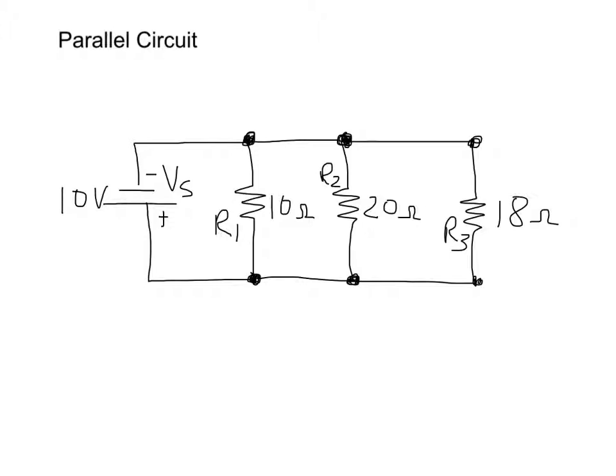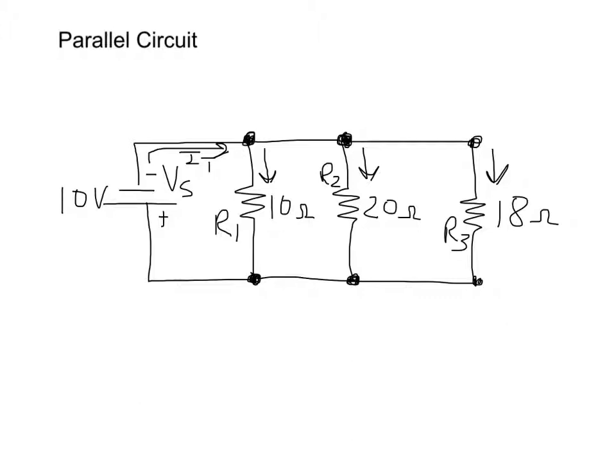The total current leaving the battery will be the sum of the current through this branch plus this branch plus this branch. That's Kirchhoff's current law.